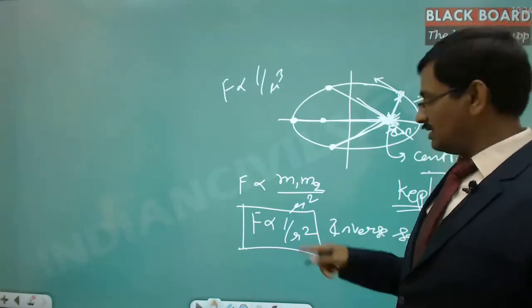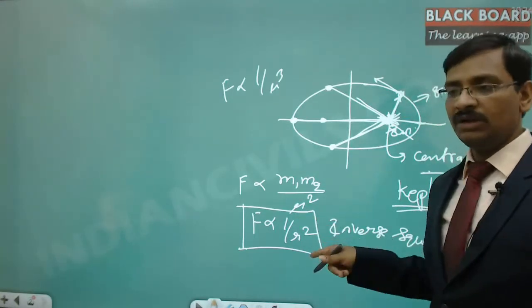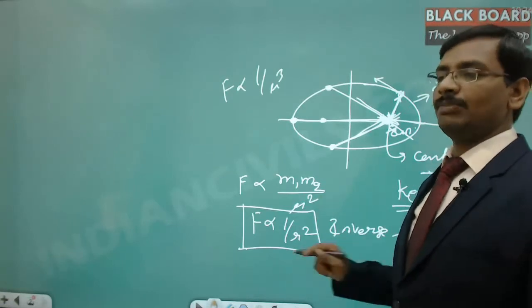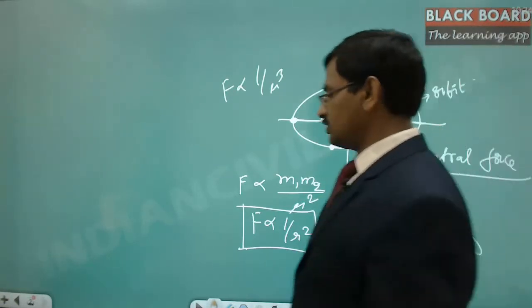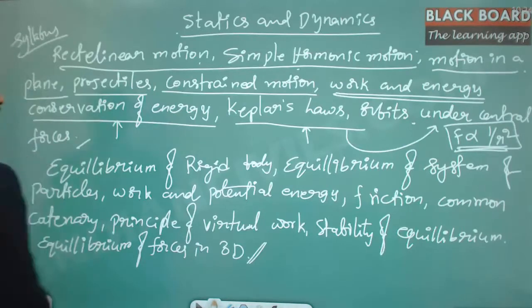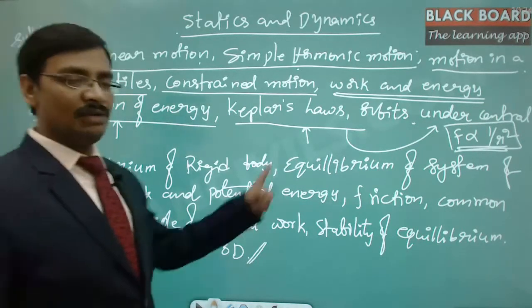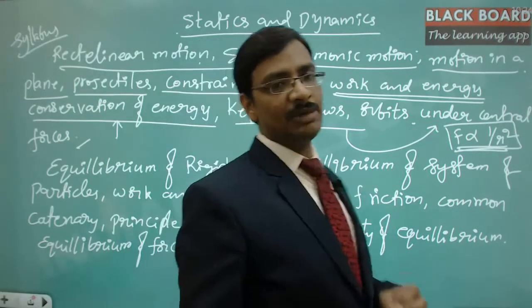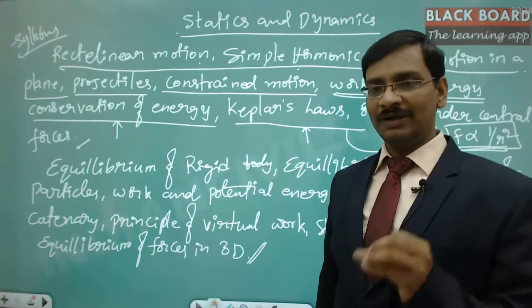In that one particular case, F is directly proportional to 1 by r square, from where we derive Kepler's laws. Got it? So this is what we are going to study as part of the motion under central forces and Kepler's laws. This is the short syllabus we are going to have as part of dynamics.